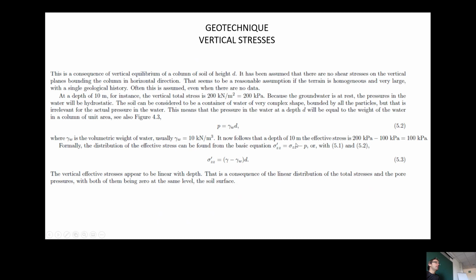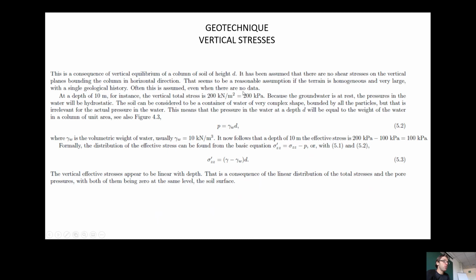Let's see what's written. It is a consequence of the vertical equilibrium of a column of soil of height D, and it has been assumed that there are no shear stresses on the vertical planes bounding the column in the horizontal direction. That seems to be a reasonable assumption if the terrain, the soil, is homogeneous and very large with a single geological history. So if we consider all of this, the vertical stress at 10 meters, of course, is 20 kilonewton per meter squared, that is 20 kPa.